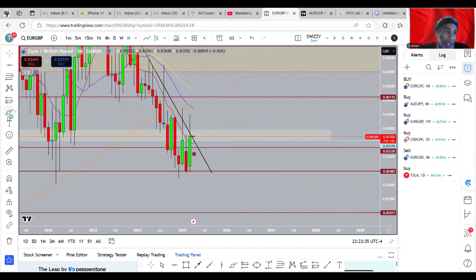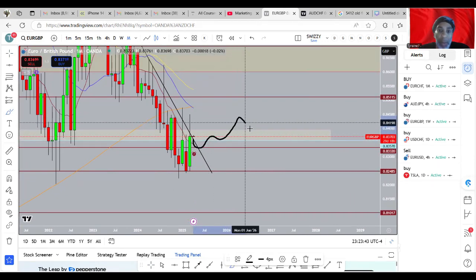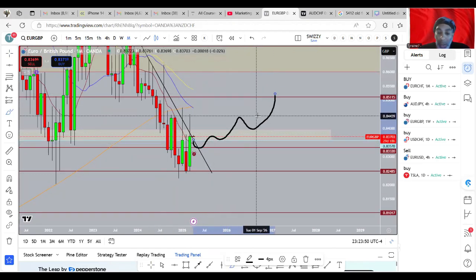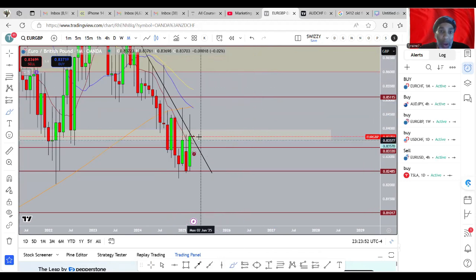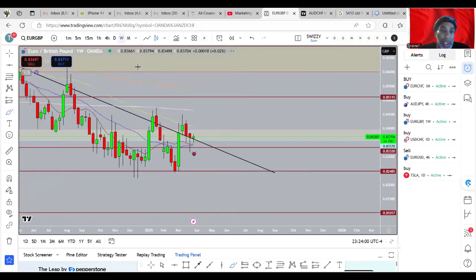So what I would like to see is for this to come down here and bounce off, come up here, bounce off, and come up here. But it is a little early, but I do have a buy. So I have a feeling this is going to come down some. It could come down a little further than this, but we still haven't broken this trend line.